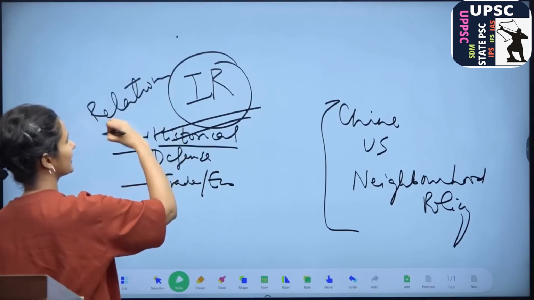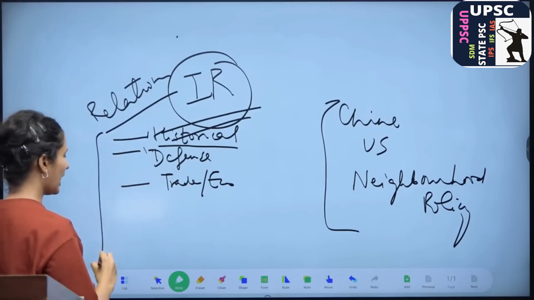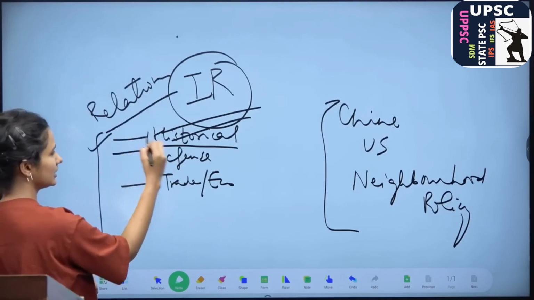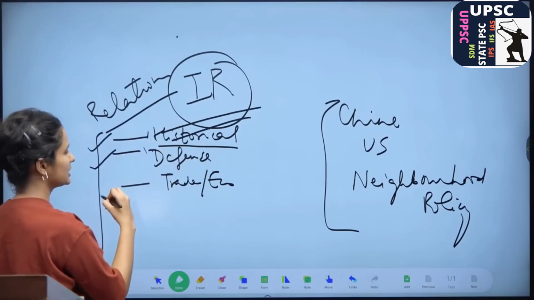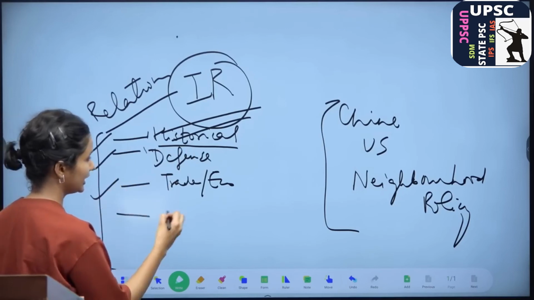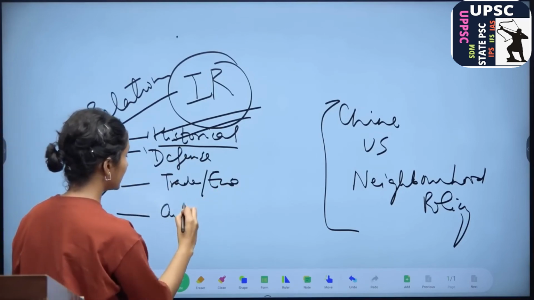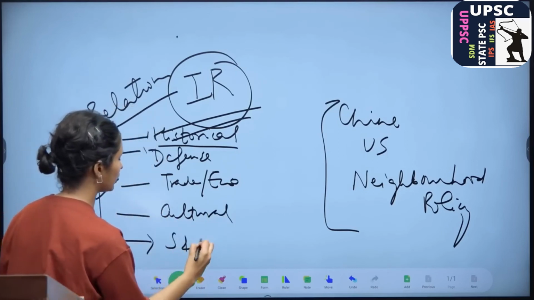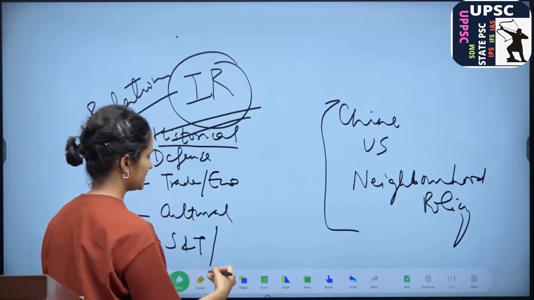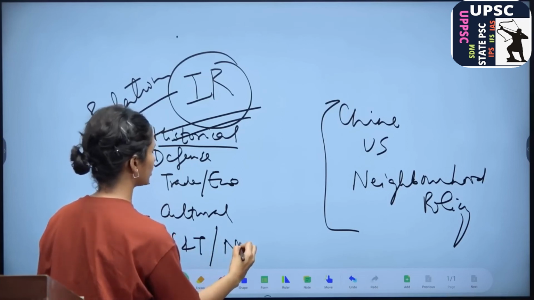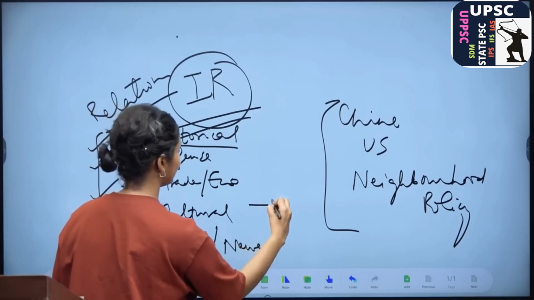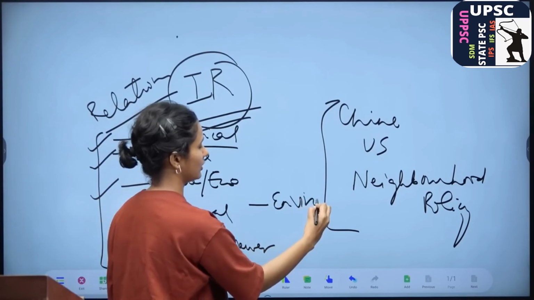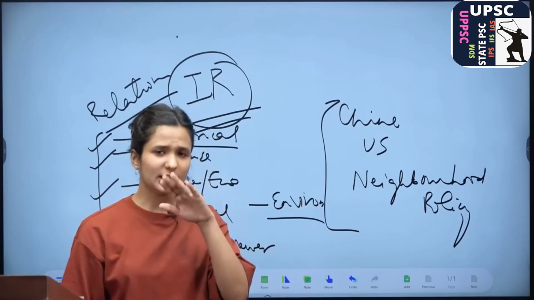So if you're opening something, if you're talking about relations between two countries, don't just talk about one or two things that have happened in the future. To have more dimensions, think along these lines in terms of historical lines, defense-based lines, trade or economic ties, then cultural ties, then even in a new sense, science and technology based ties, or say newer technology which is happening, then environmental sort of relations that are there between these countries.